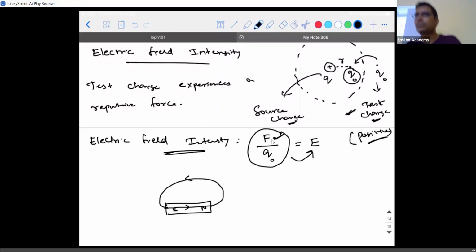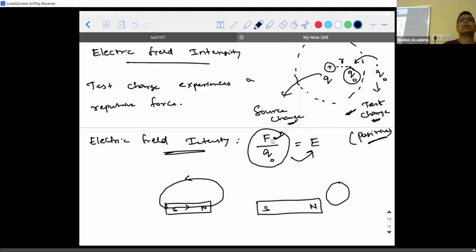So what do you do? You take a compass. A compass has a small needle, and the needle is a small bar magnet. It also has a north and a south pole. So if I take a compass and place it here, exactly along the axis of the magnet, in which direction will the north pole of the compass point? Will it be towards the north pole or away from the north pole?